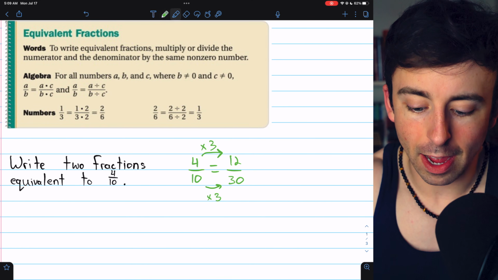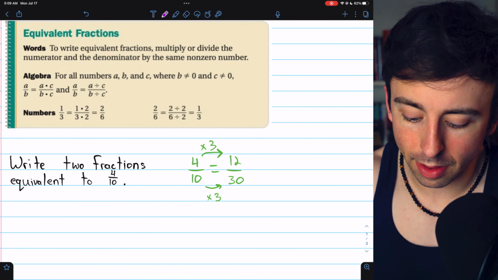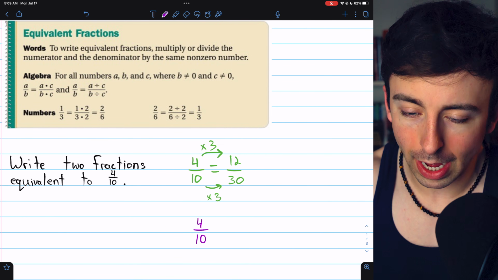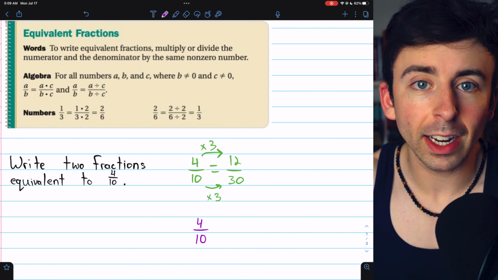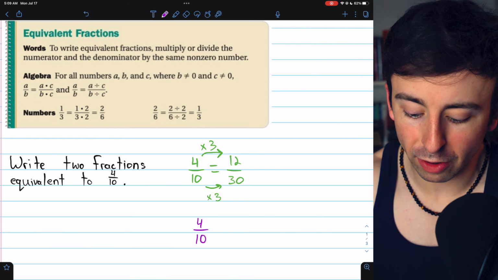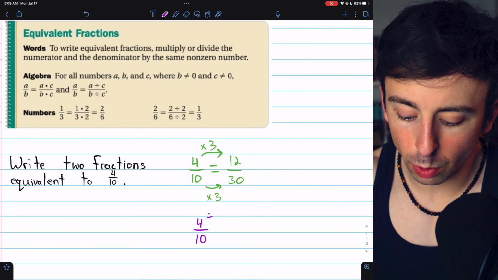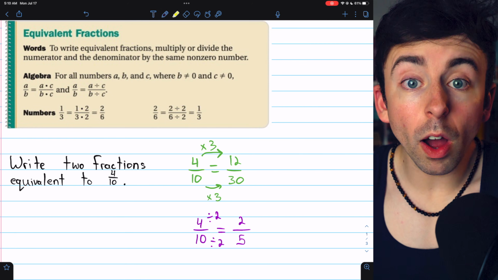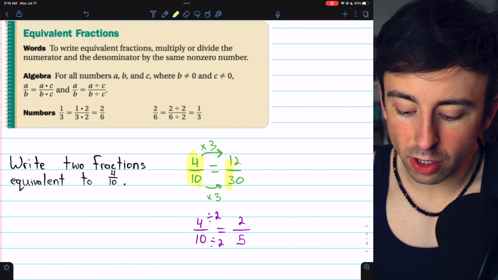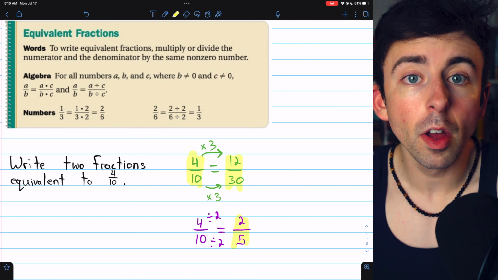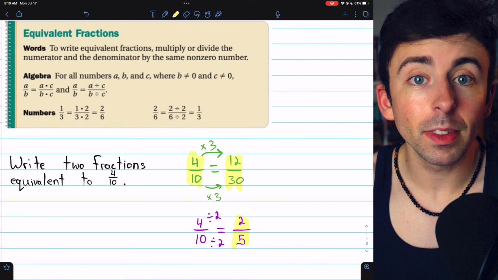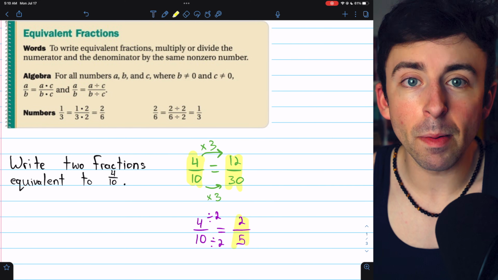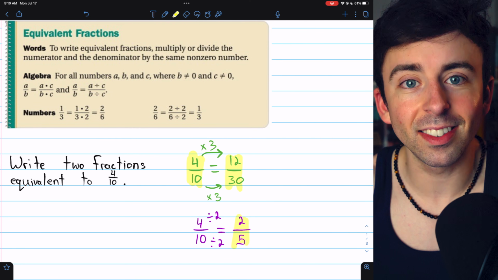For a second example, perhaps we divide the numerator and denominator by 2. They both have a factor of 2 after all, so this would actually simplify the fraction. We'll divide the numerator by 2 and the denominator by 2, and that gets us to this equivalent fraction, 2/5. So all of these fractions, 4/10, 12/30, and 2/5, are numerically the same. They represent the same value. On a number line, they'd all be one single point.